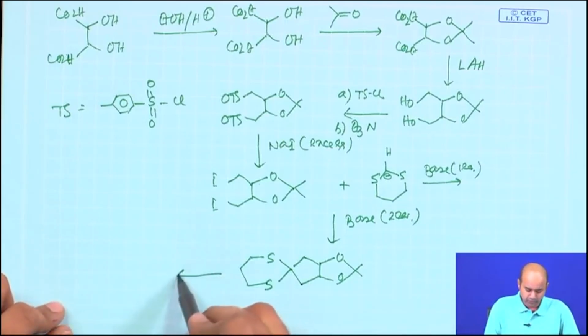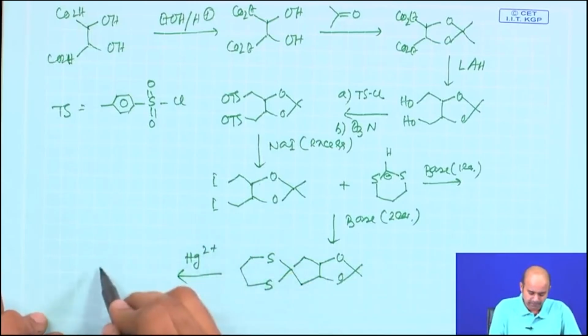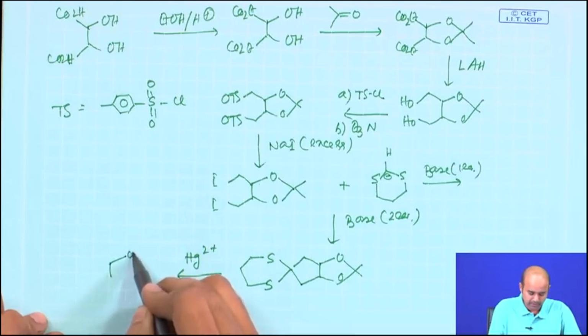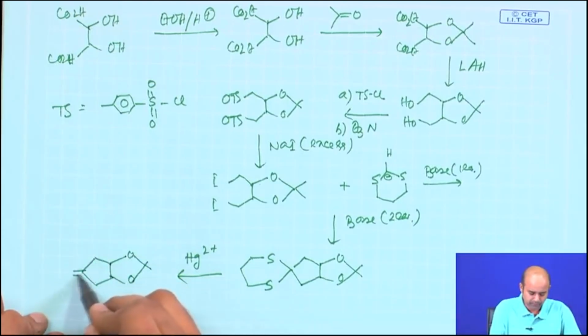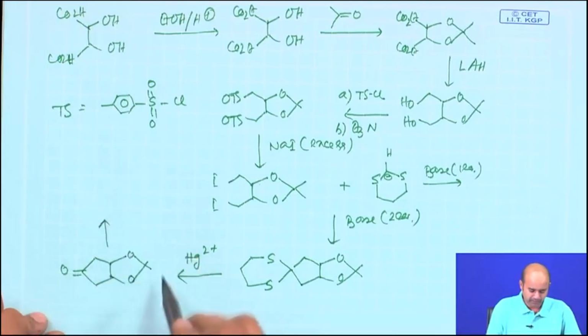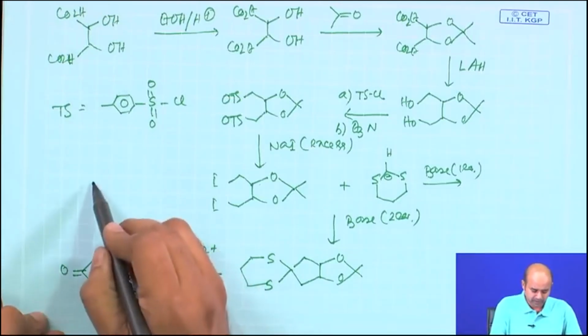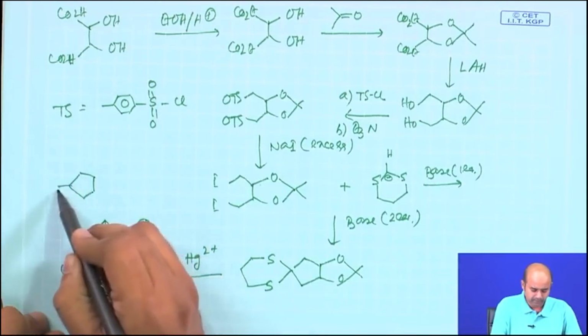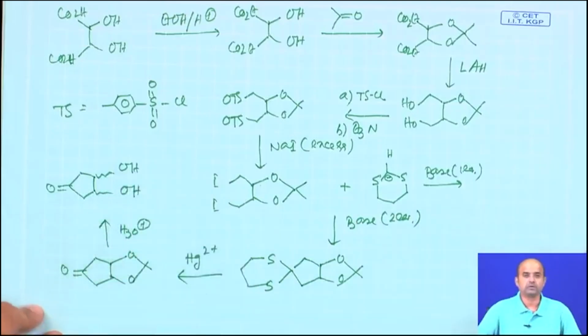Now, you need to remove this dithiane, which is normally done with Ag2+ or a mercury treatment, and then you will get back to your original ketone, which is required. Finally, you remove this hydroxy protection by treating with an aqueous acidic workup. You will get the target molecule with this free OH. So, if you see, the entire transformation is basically based on an umpolung alkylation.